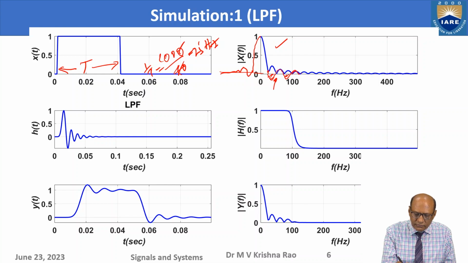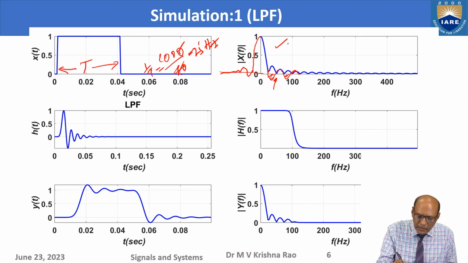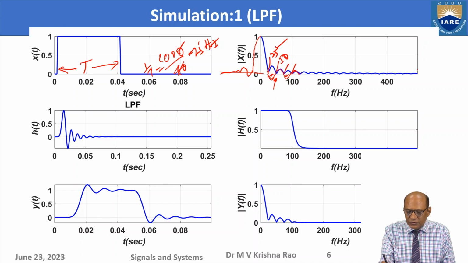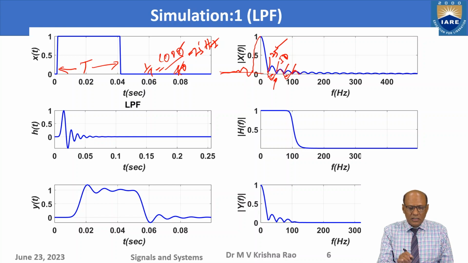So this is 25, this is 50, this is 75, this is 100, like that. It goes up. Theoretically the spectrum is of infinite length. You have so many lobes here, side lobes, and I am showing here up to 500 Hz. Up to 500 Hz I am showing here. And this is all about the input signal.